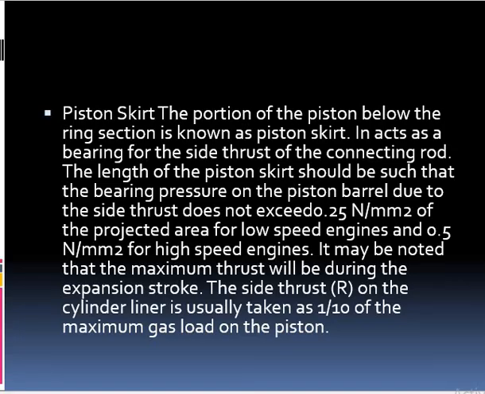It acts as a bearing for the side thrust of the connecting rod. The length of the piston skirt should be such that the bearing pressure on the piston barrel due to the side thrust does not exceed 0.25 Newton per mm square of the projected area for low speed engines and 0.5 Newton per mm square for high speed engines. These are the design considerations when we are going for design.